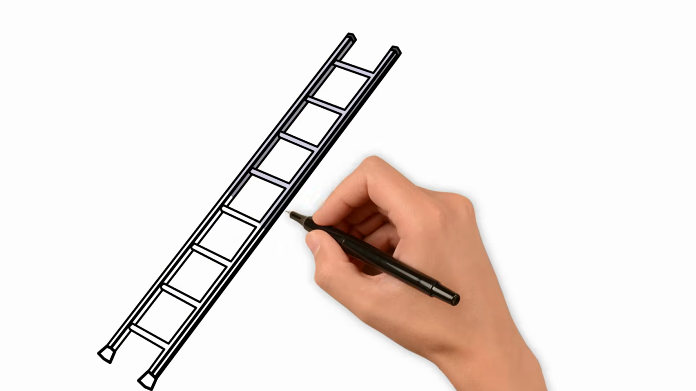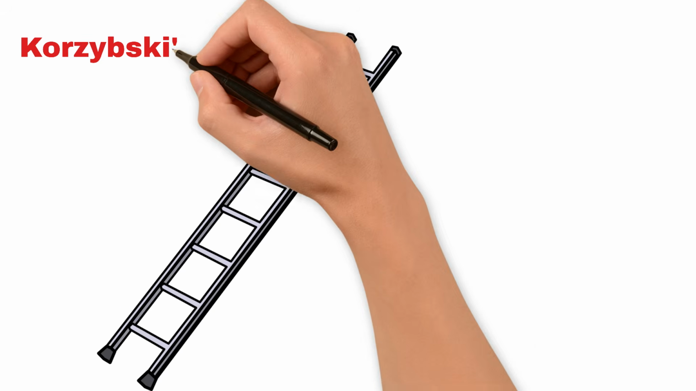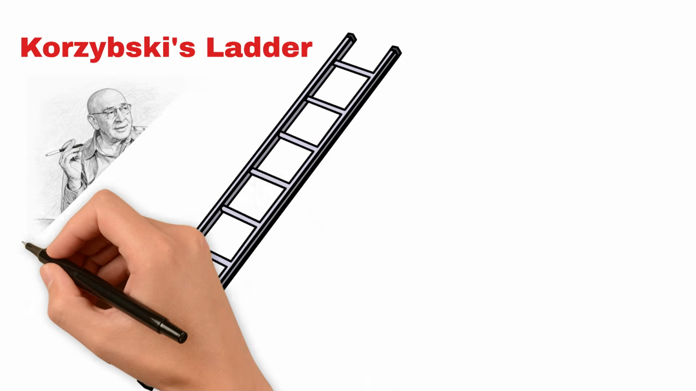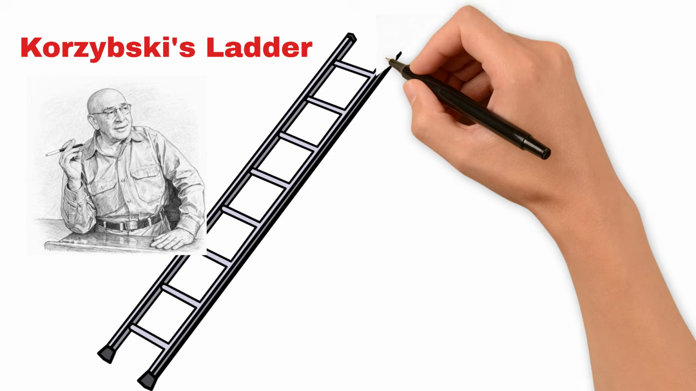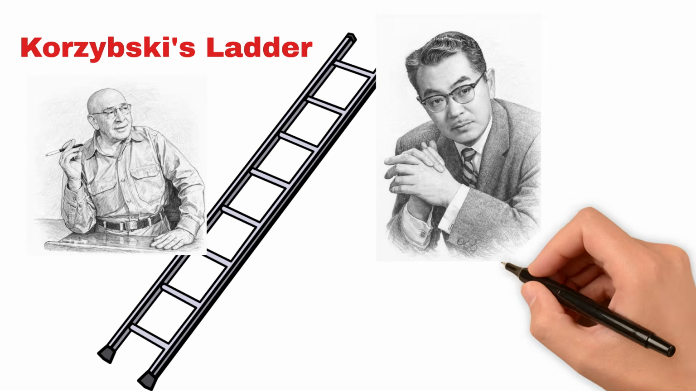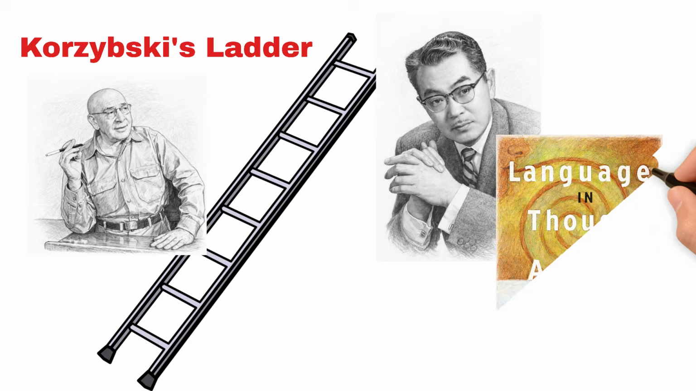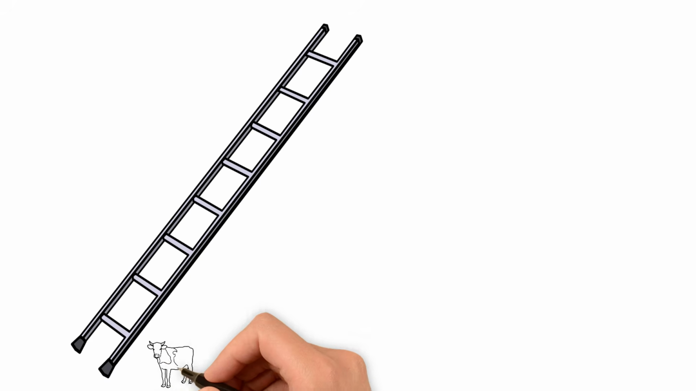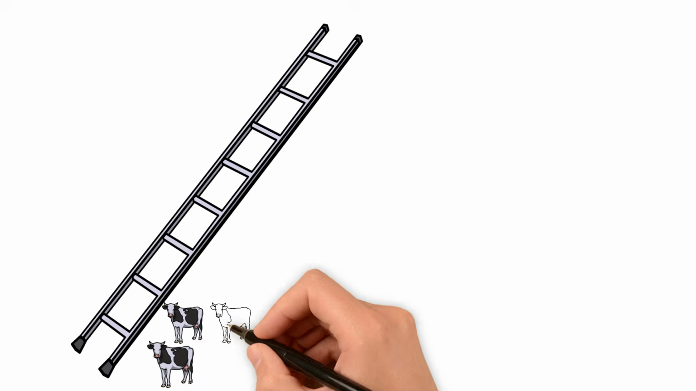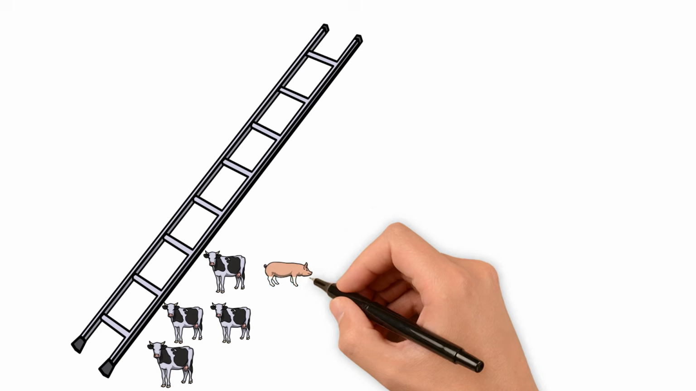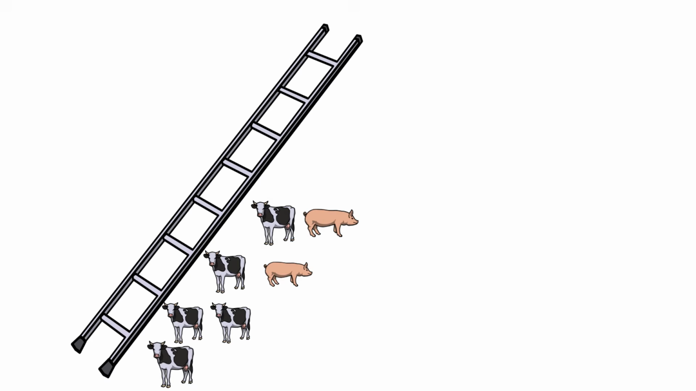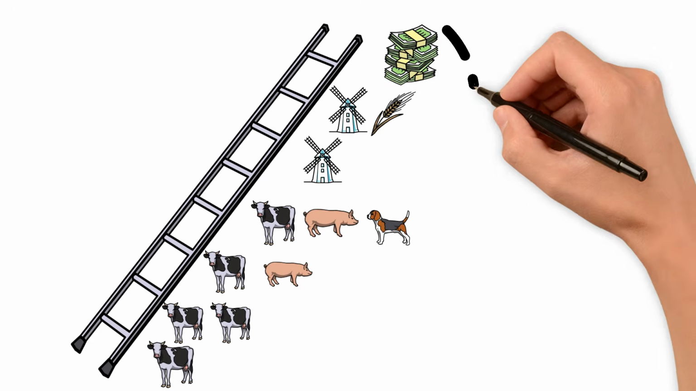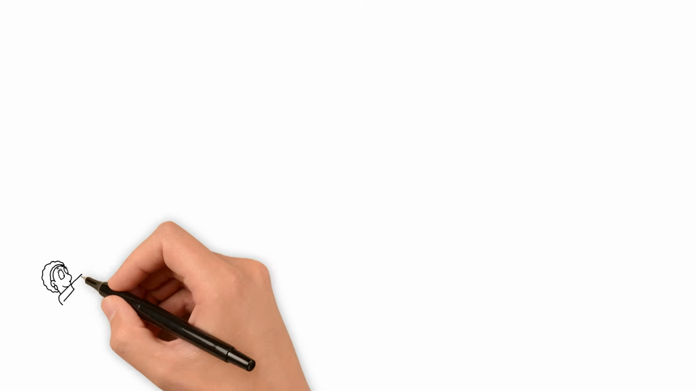Abstractions are described by what's called Korzybski's ladder. Korzybski mapped this ladder, and S.I. Hayakawa later popularized it in his book, Language in Thought and Action. And it goes like this. Down here you have Bessie, then you move up to cow, then up to livestock, then to farm animal, then up to farm asset, then you have asset, then you have wealth. It's all the same thing, but different altitude.